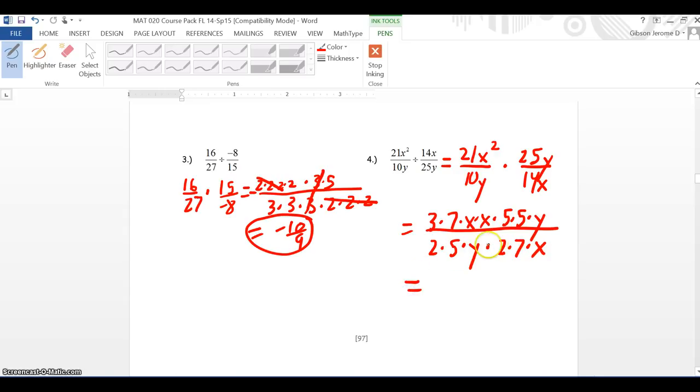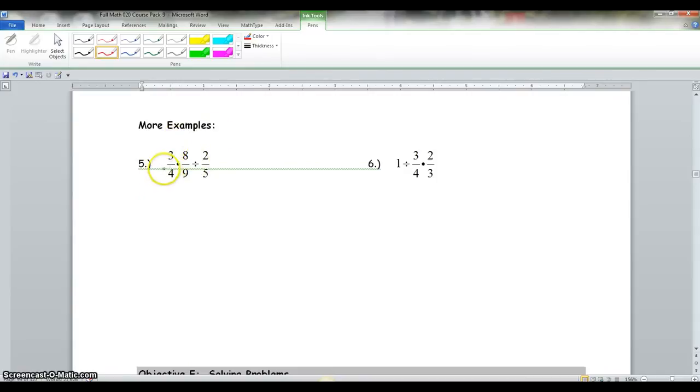Now we simplify. If you notice here, we have 1 set of 7's in common. We have 1 set of x's and 1 set of y's. And we also have 1 set of 5's in common. So our numerator would end up being 15x, and our denominator would be 4. And we're done. Okay, on the next page, we have more examples.